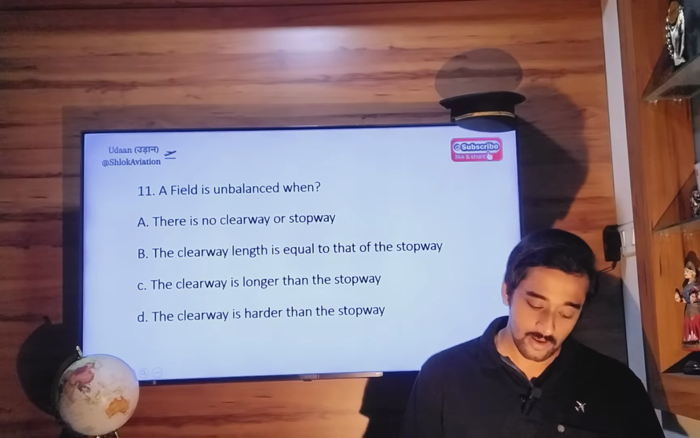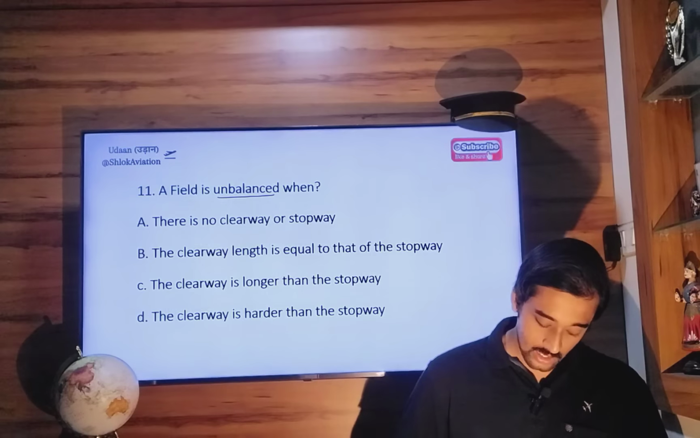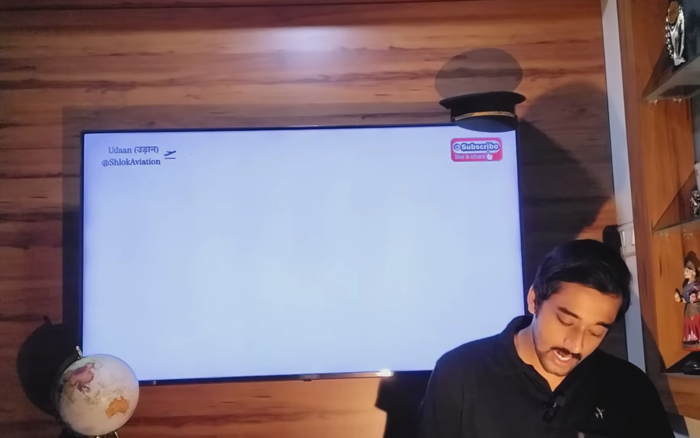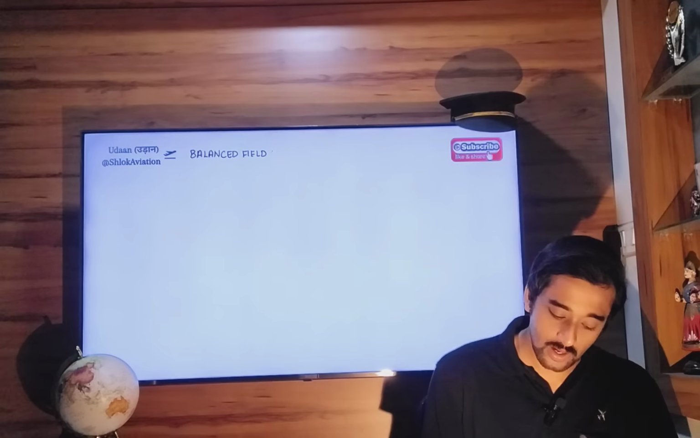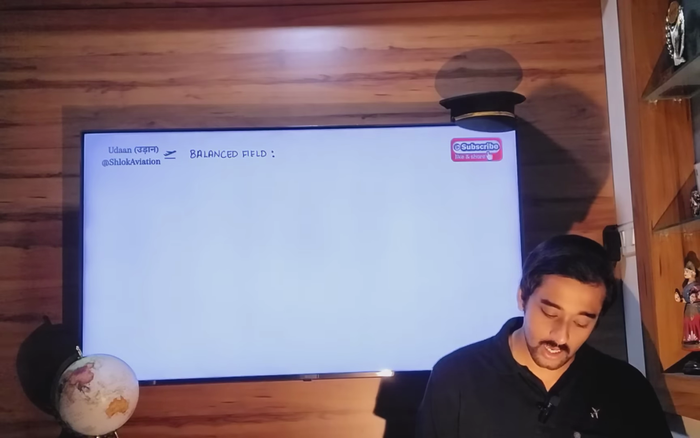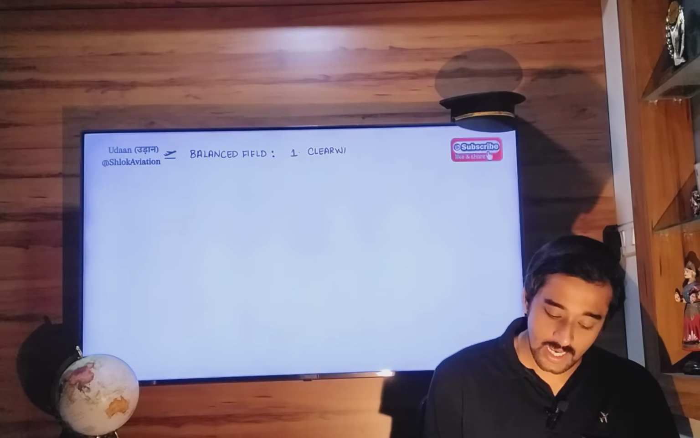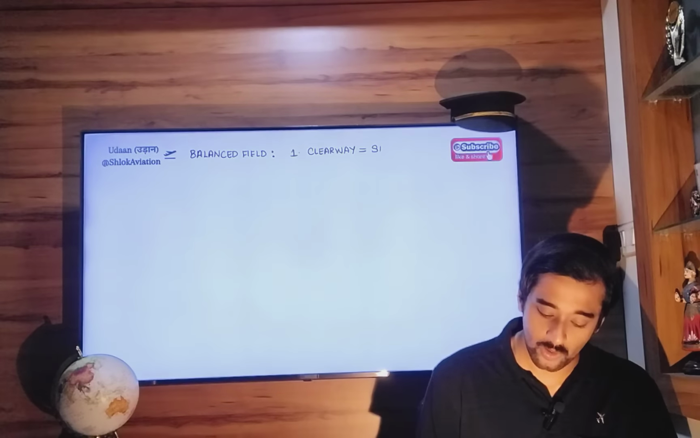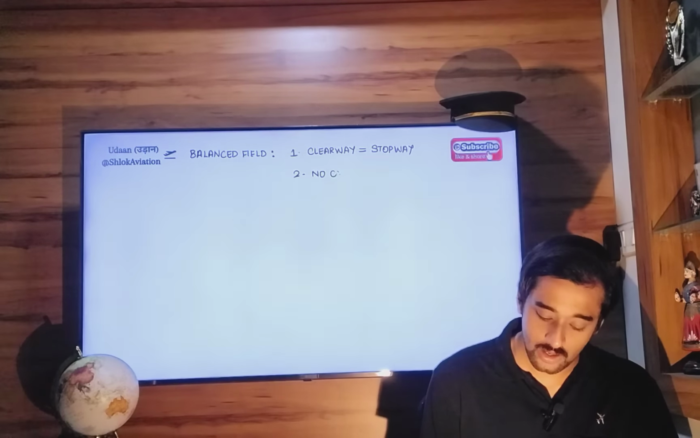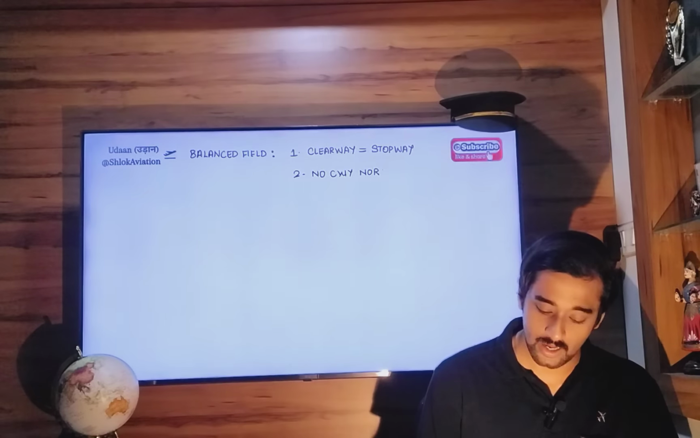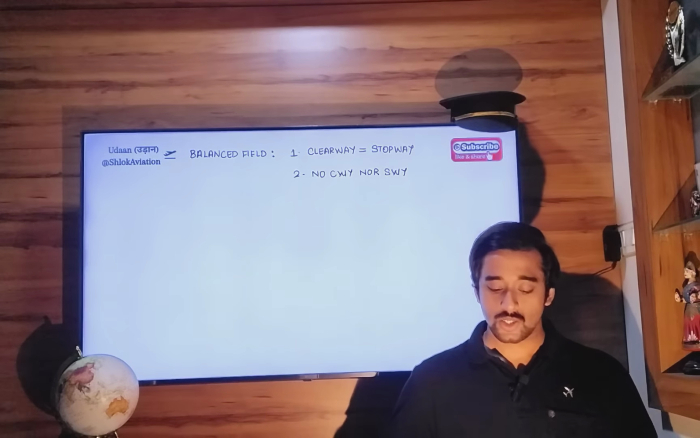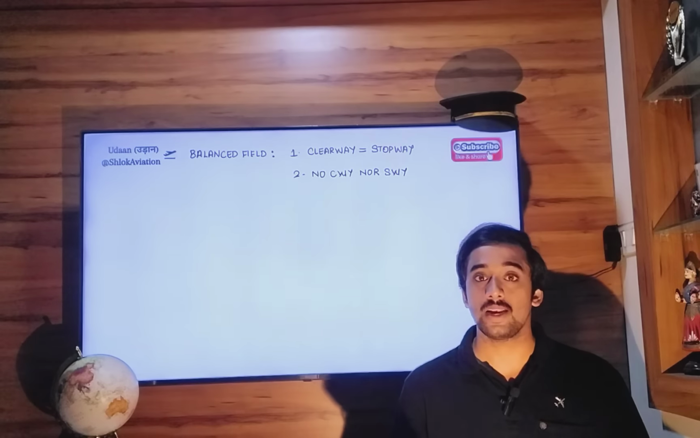Question 11. A field is unbalanced when? Now, a field will be called a balanced field when it satisfies one of two conditions. The first condition being clearway: the length of the clearway equals the length of the stopway. Second, there is no clearway, neither clearway nor stopway, on the airport. Satisfaction of any of these conditions makes a field balanced.